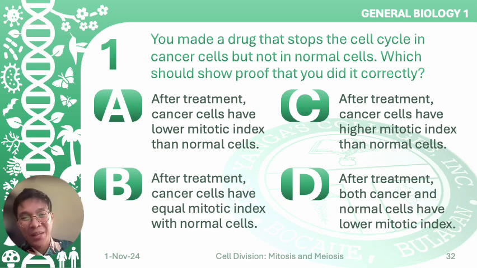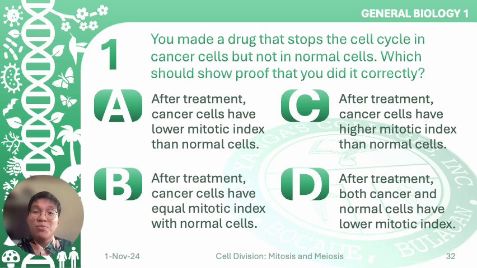Okay? So, A. After treatments, the cancer cells have lower mitotic index compared to normal cells. B. After treatment, cancer cells have equal mitotic index with normal cells. Or C, after treatment, cancer cells will have higher mitotic index than normal cells. Or letter D, after treatment, both cancer and normal cells will have lower mitotic index. Parehong bababa. Yan. So, ano sagot?